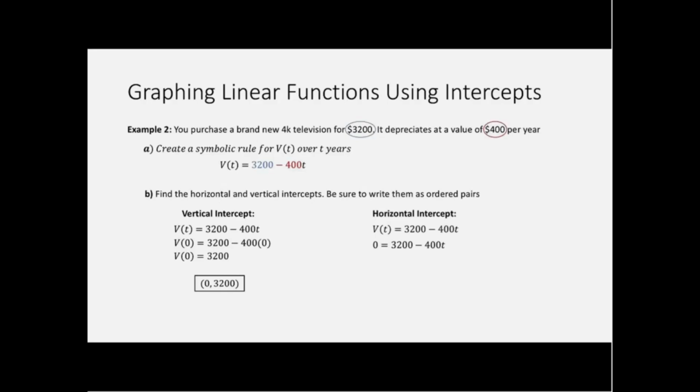Horizontal intercept, we do have to go about solving for that. As we've seen before, we set V of t equal to 0, solve for t, subtract 3,200 from both sides. I divide both sides by negative 400, and my answer is t is equal to 8, or if I want to write it as a point, it is (8, 0). So those are my two intercepts. The horizontal, yes, you still have to go about solving, but as I mentioned, the vertical you could find immediately.